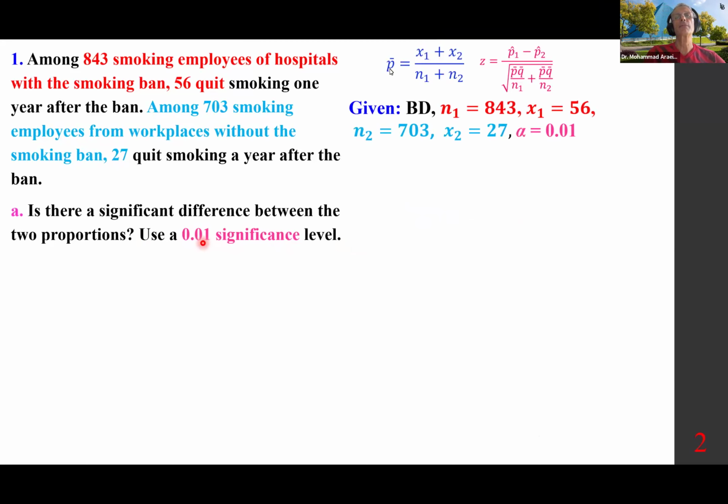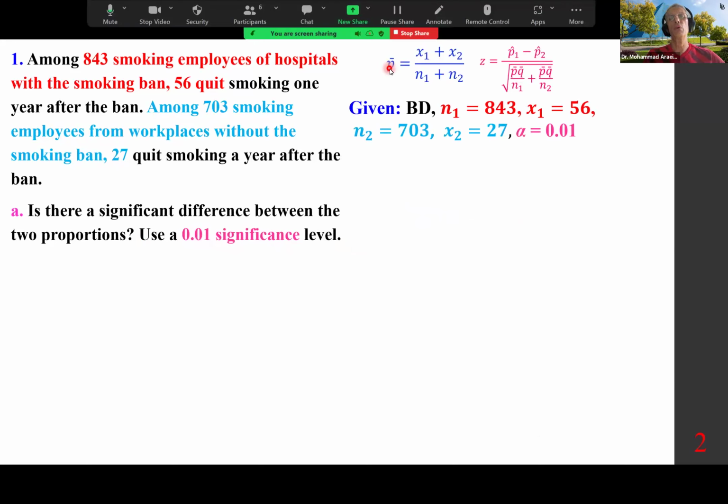P bar, the proportion, is X sub 1 plus X sub 2 over N sub 1 plus N sub 2. And the Z, which represents the sample statistic, is P1 hat minus P2 hat over the square root of P bar Q bar over N1 plus P bar Q bar over N sub 2. Again, you can find it in your formula sheet. So let's calculate what we need so we can use these formulas. For example, we need P1 hat, P2 hat, P bar, and so forth.